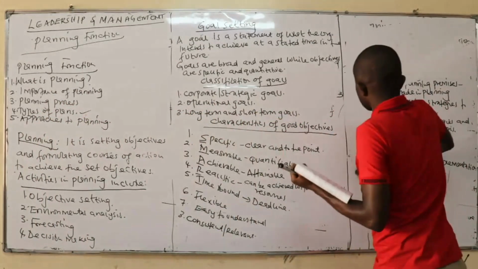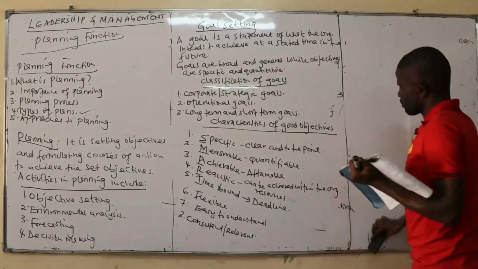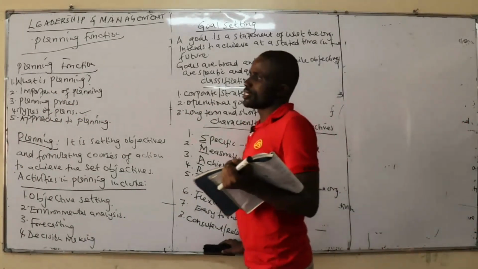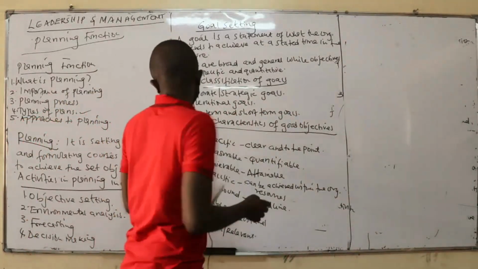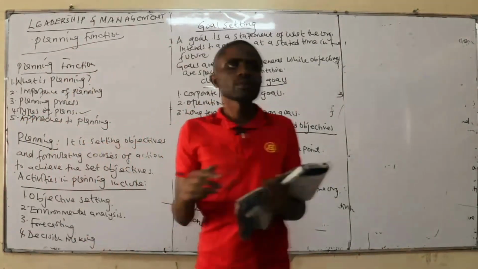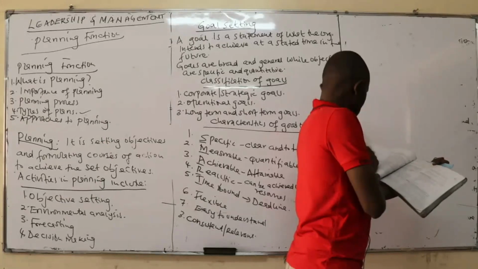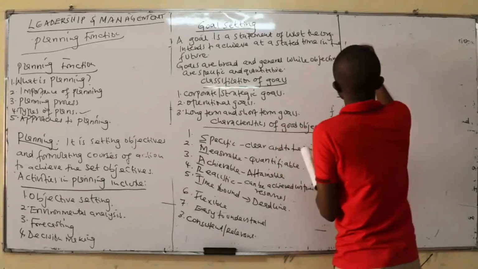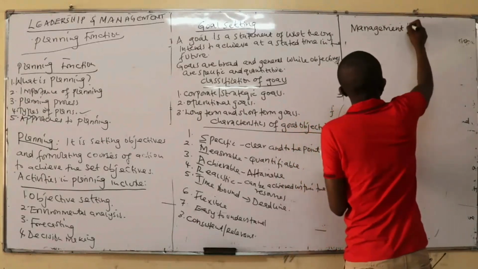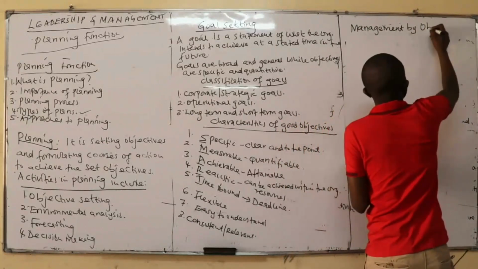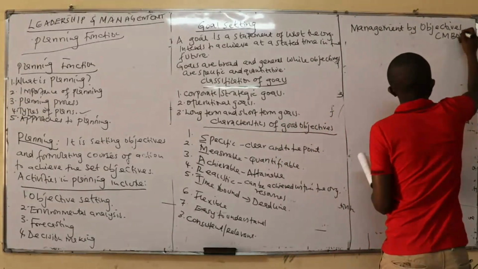So those are some of the benefits. Why have I not listed them? Because we have listed most of them. We have talked about them at the planning. Importance of planning is the same as why we need goals in the organization. One of the popular approaches to planning is something we call management by objectives. Indeed, this is the only approach we are going to discuss, popularly known as MBO.